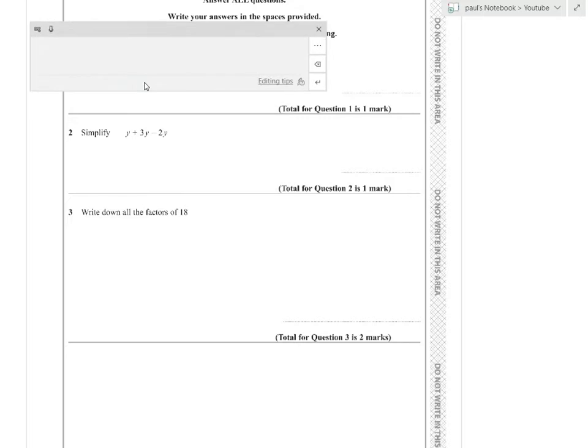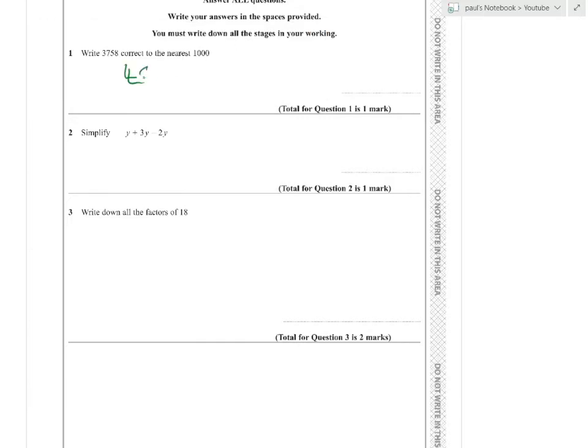So that will be 4,000. Y plus 3y minus 2y, that's 4y, so that's going to be 2y. Write down all the factors of 18. So 1 and 18, and 2 times 9, and 3 times 6. And that's it, there's no 4s or 5s or anything, so that's that.